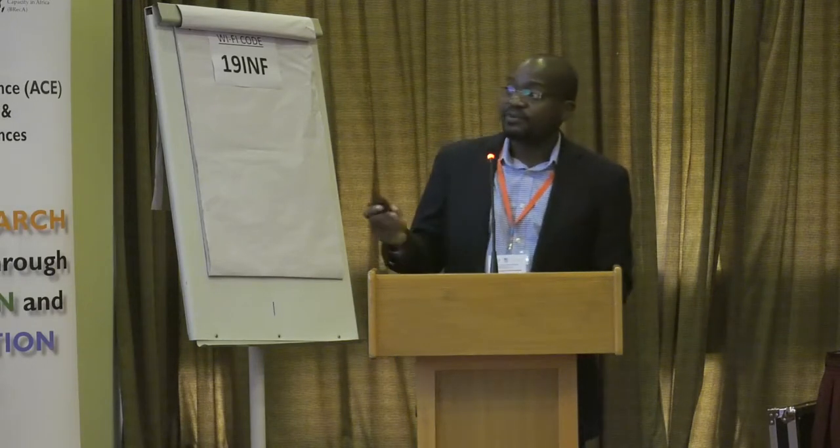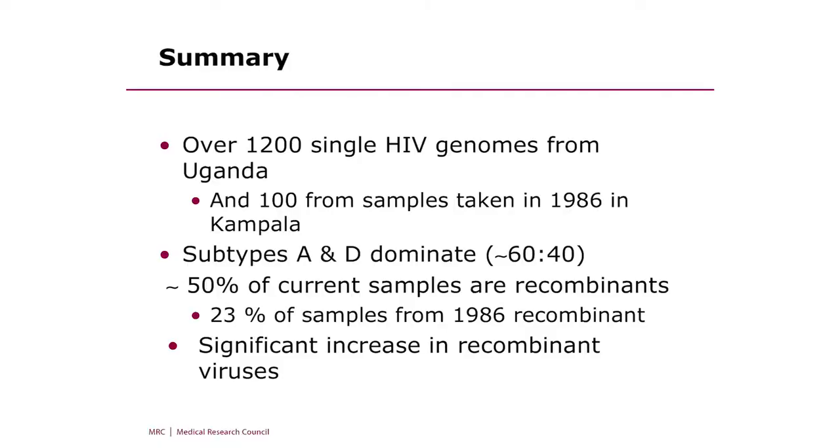So we have contributed to this initiative, and one of the key findings we have seen from Uganda, we've generated over 1,000 near full genomes from HIV. But we also included about 100 samples from the early HIV epidemics. These were samples which were collected in the early 80s. And so we've been able to do subtyping. And what have we seen? At the moment, our HIV epidemic is predominantly subtype A and D. And those are the ratios.